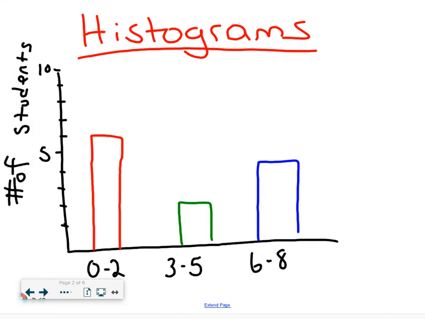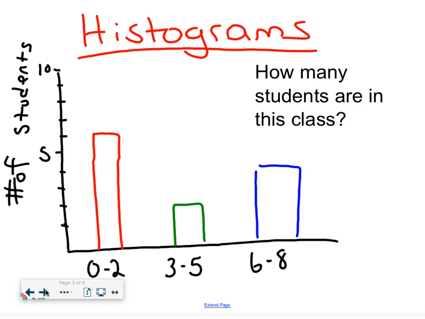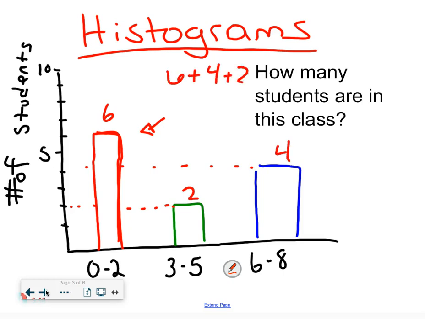The first question I want to ask is how many students there are total in the class? Without the aid of my little chart, let's figure that out. We would first look at this bar. The 0 to 2 bin has 6 students in it. The 3 to 5 bin has 2. And the 6 to 8 bin has 4. If I add all those up, 6 plus 4 plus 2, that means this class has 12 students in it. So that's how you answer that. You basically look at how big all the bars are and count them. That's how I can figure out how many pieces of data are in that.